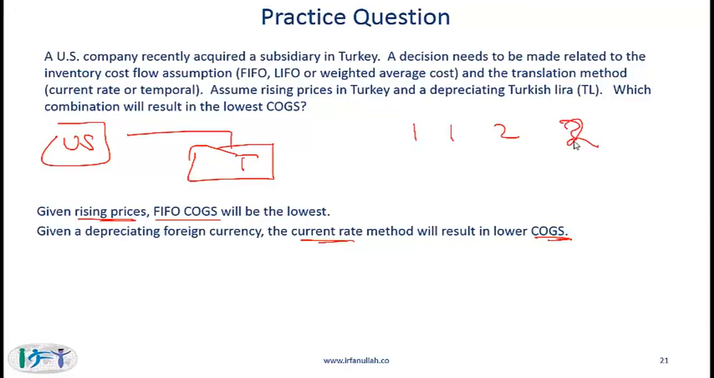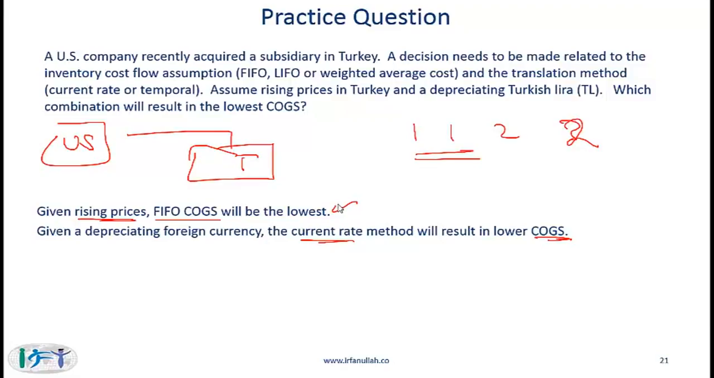When you have rising prices, which inventory flow method will give you the lowest COGS? The answer is FIFO, because with FIFO we have first in, first out. So the low cost items that came in first are being sold. So FIFO is going to give us the lowest COGS. That is fairly straightforward. What about the current rate method versus the temporal method?